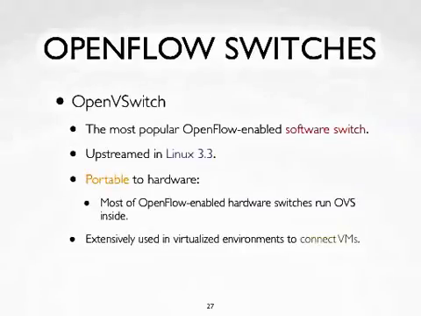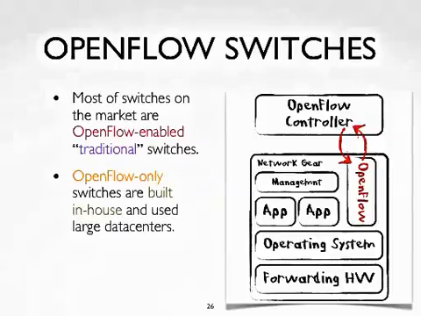There is a software switch called Open vSwitch. It was first started by people working on OpenFlow, and it's upstream in Linux 3.3, so it's available. The kernel module is there, and most of the switches that are OpenFlow enabled off the shelf are actually using Open vSwitch, and they just compile it on their own switches. So it's very portable to hardware, and what Pronto does is just compiling that OVS on their switch. That is the OpenFlow agent on display.